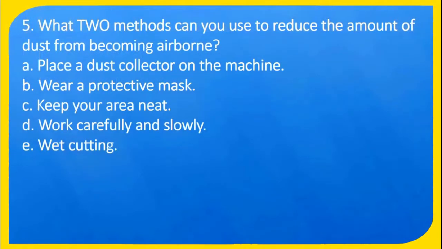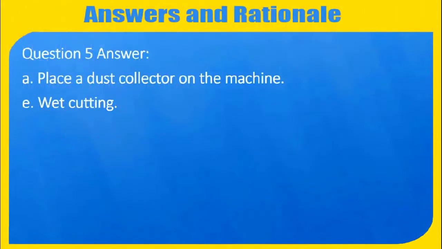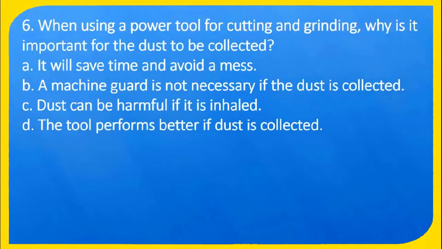Question 5. What two methods can you use to reduce the amount of dust from becoming airborne? A. place a dust collector on the machine. B. wear a protective mask. C. keep your area neat. D. work carefully and slowly. E. wet cutting. Question 5. Answer A. place a dust collector on the machine. E. wet cutting.